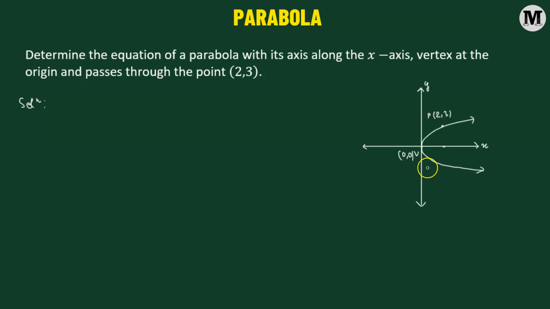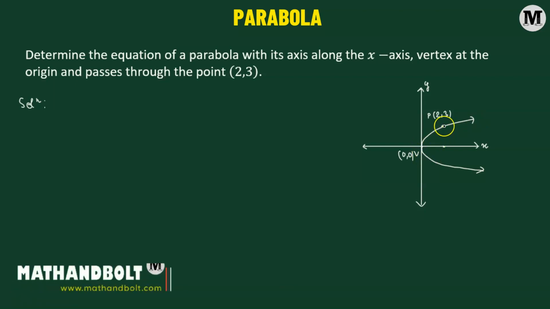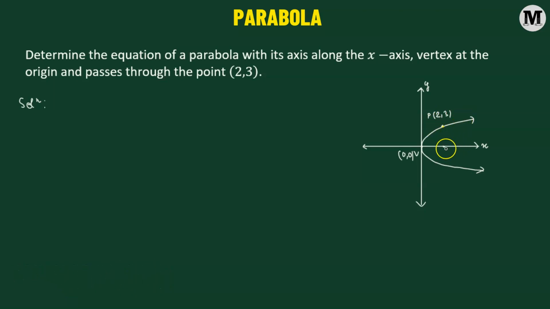So here we have the coordinate axis. Our parabola has its vertex at the origin. We have considered here a point P with coordinates (2, 3) that lies on the parabola. So here, let us suppose that the focus of the parabola is at (a, 0).